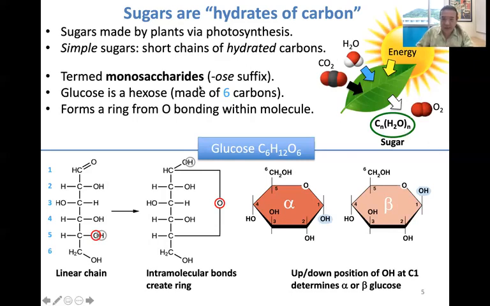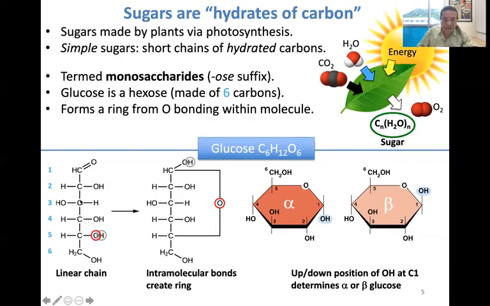So a simple sugar like this might be termed a monosaccharide. They typically have the -ose suffix at the end, like glucose, lactose, maltose. Glucose, because it's made of 6 carbons, is what we call a hexose. You can see here are 2 ways of representing the glucose molecule. Glucose is C6H12O6. So again, for every 6 carbons here, there are 6 molecules of H2O.